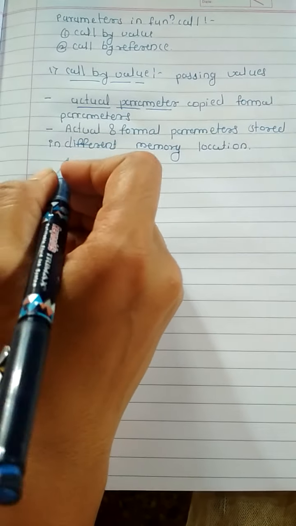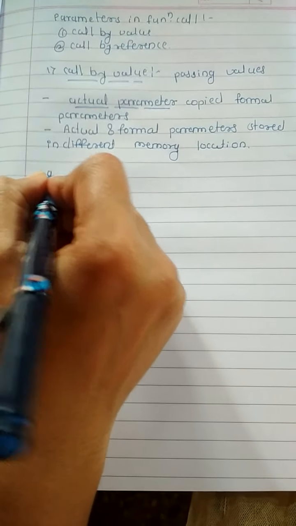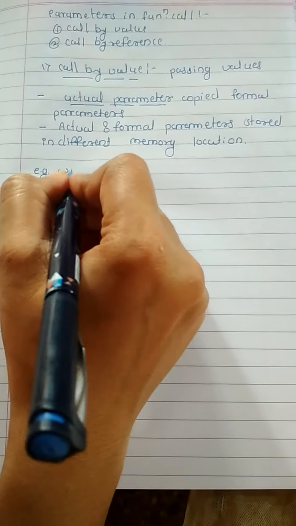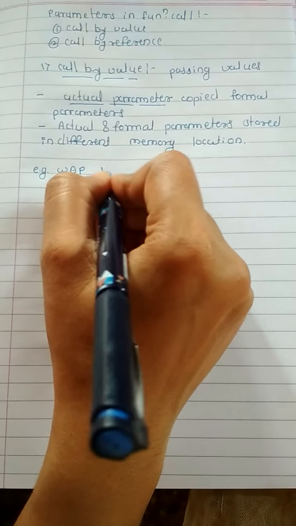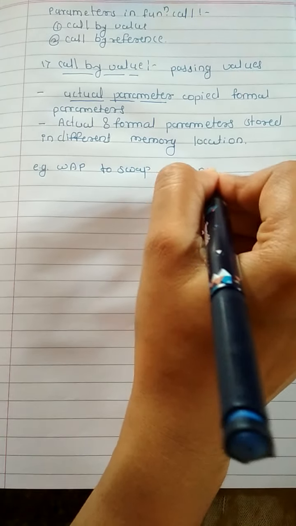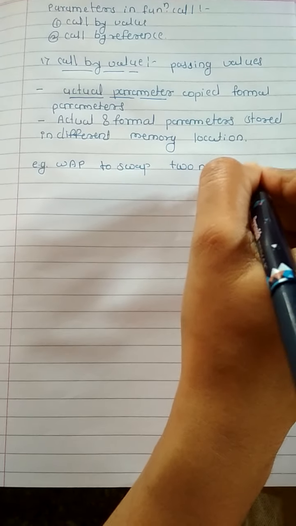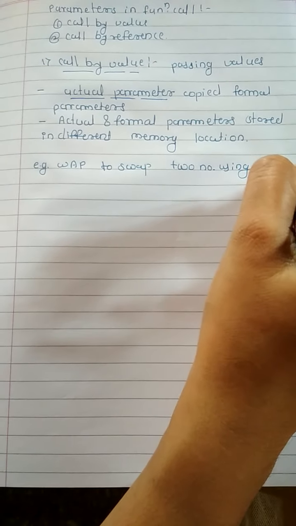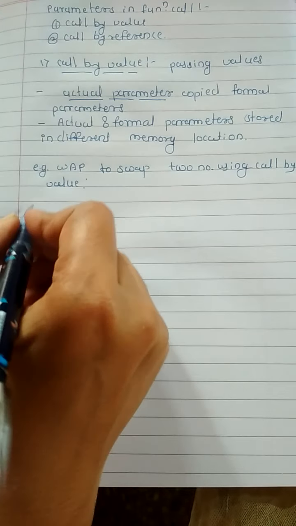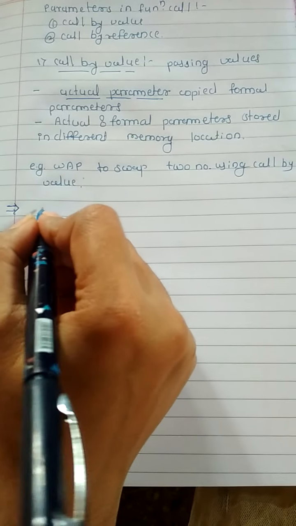Next, let us see one example of this function call or parameters of a function call. Write a program to swap two numbers using call by value. Let us see the output.